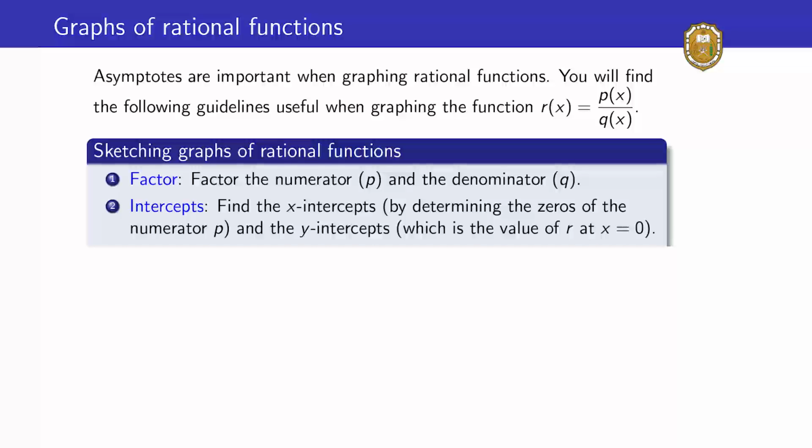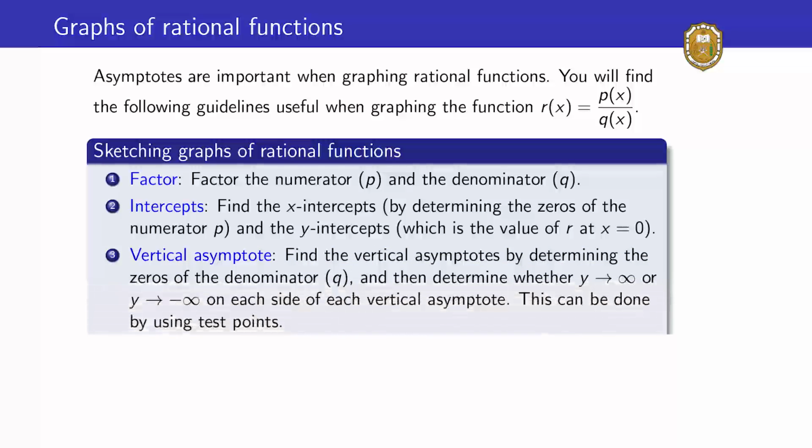Determine this value also. The third step is the vertical asymptotes. You find the vertical asymptotes by determining the zeros of the denominator Q, and then you determine whether y goes to plus or minus infinity on each side of each vertical asymptote. So you look at each vertical asymptote and determine whether, as x goes to the vertical asymptote from the right or from the left, y goes to plus or minus infinity. This is called the behavior of the graph near the vertical asymptote. This can be done by using test points.